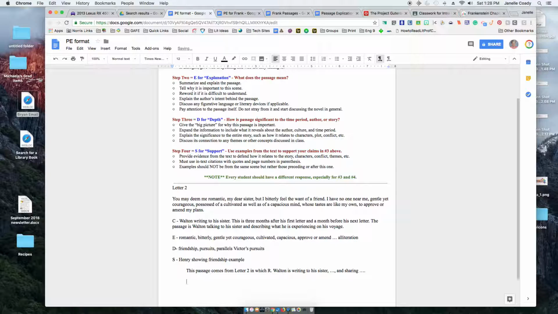step 1. Step 2, then I'm going to talk about, in this passage, Shelley brings up the idea of romanticism. And what does that mean? You know, it's not like love letters and flowers and chocolates, right? So then I would talk about romanticism just briefly. She uses words like courageous and cultivated and capacious to show Walton's need for a certain type of friend.